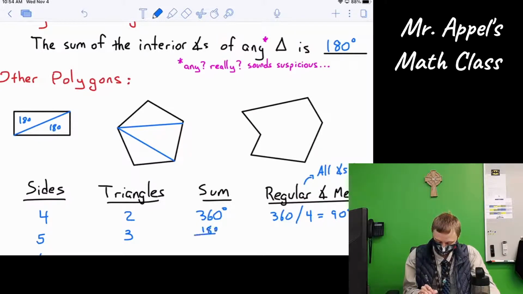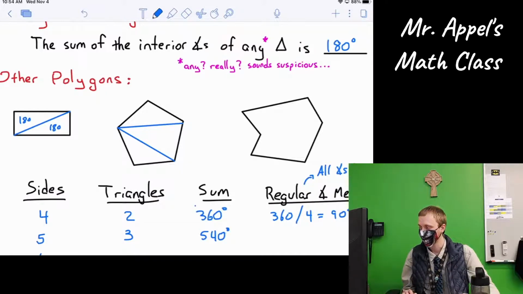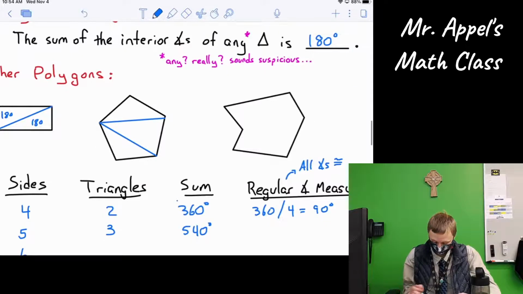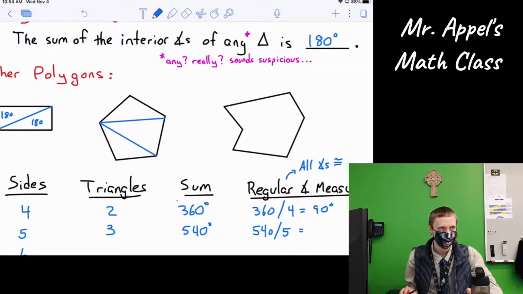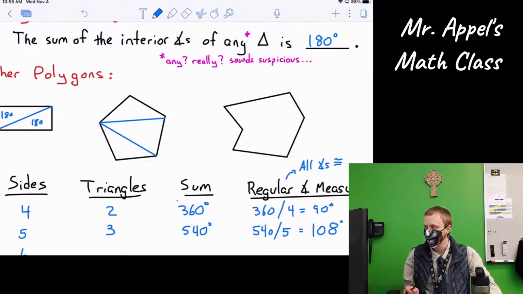Or 180 plus 360. 540? Yeah, there we go. Got it just before I did. 540. And what is 540 divided by 5? 108. 108. Good. See where we're going with this?